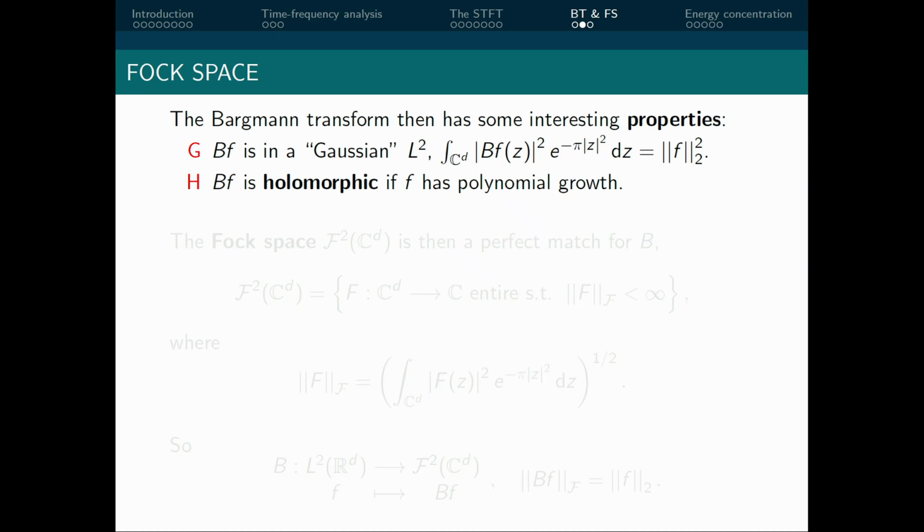And this transform has really interesting properties. The first one being that it's in this L2 space that I was mentioning before, and it basically means that if you integrate the Bargmann transform squared with respect to that measure, so basically the measure is the Lebesgue measure times e to the minus pi modulus of z squared, then you get precisely the L2 norm of f. So you see already that there's going to be some way of going from L2 to whatever this thing lands on. And BF is holomorphic every time f has polynomial growth.